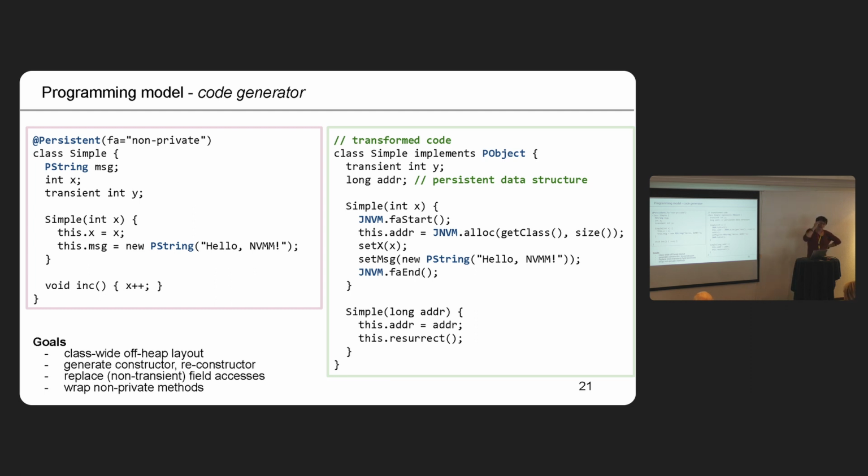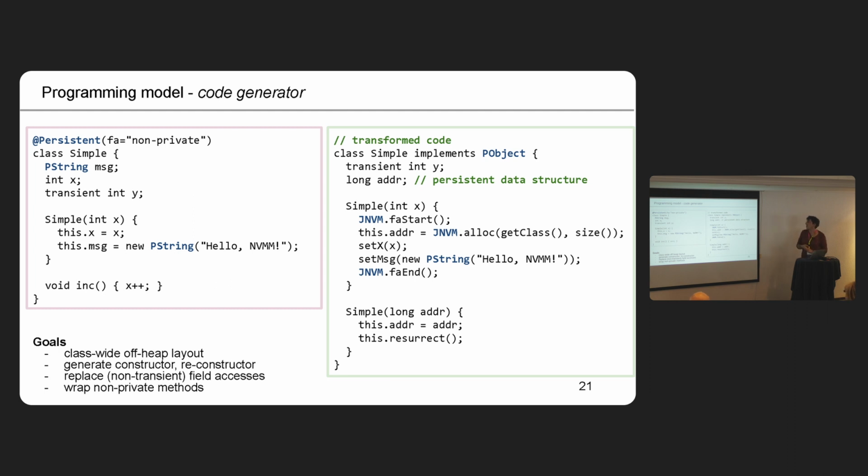And now we're going to look at one example to see how we can transform some standard volatile code into persistent code. And what are the underlying principles to do that? Okay, so the goal is to have a layout to put the fields of the object into the persistent memory, and also to generate the constructor and reconstructor.